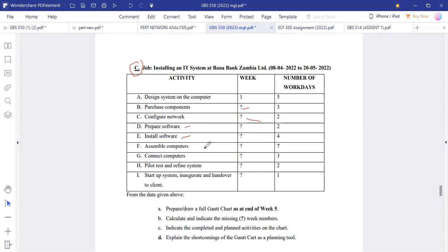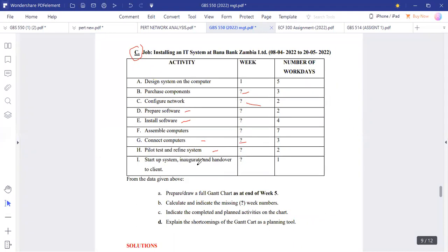Then we're going to assemble the computers. We don't know, there's a question mark there. We are going to connect computers. We don't know in which week we are going to do that. We're going to pilot test and refine the system. We don't know in which week we are going to do that, but the number of work days is given. Then you start up the system. Then you inaugurate and hand over to clients. We don't know in which week. The number of work days is 1.